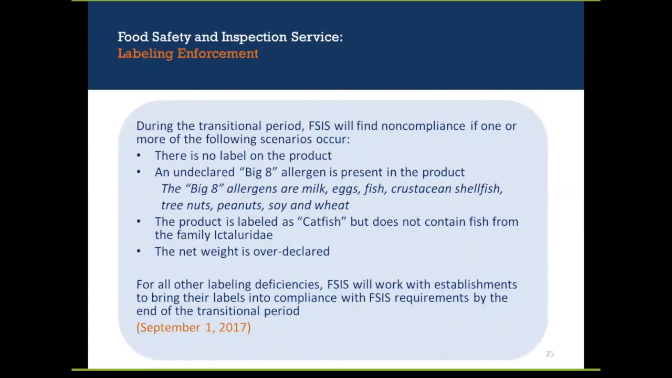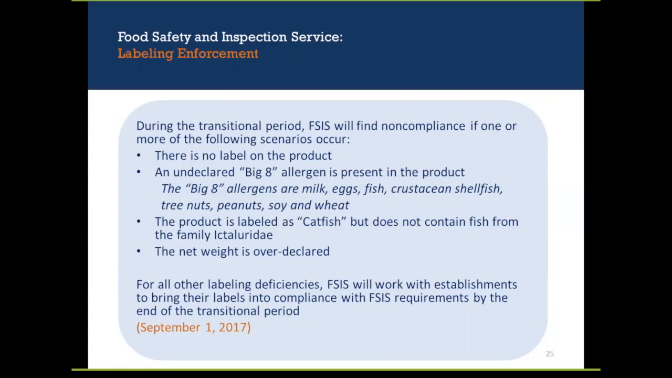So you heard last week, actually I guess it would be yesterday, that from now through September 1st, 2017, Siluriformes fish and fish products are in what FSIS is calling a transitional period. During this time, FSIS will be using discretion in the enforcement of certain labeling regulations. There are, however, labeling deficiencies that will warrant enforcement action during the transitional period from now through September 1st, 2017.